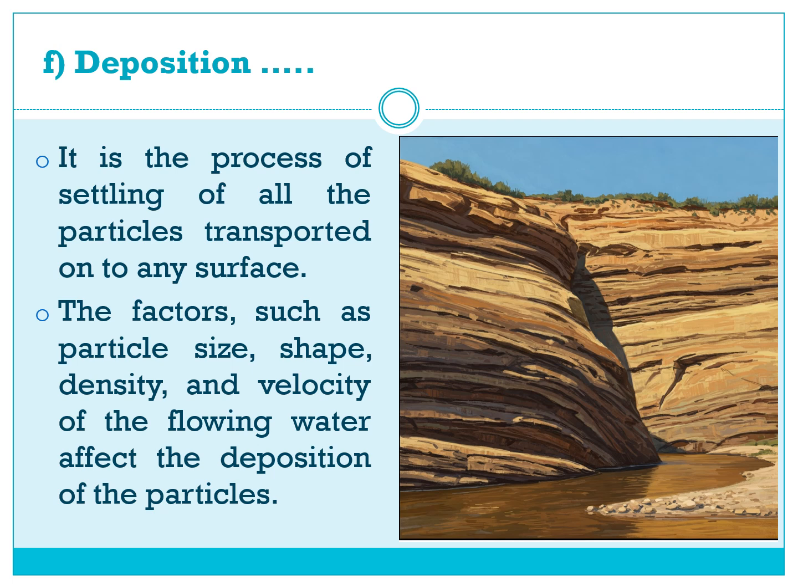Particle shape. Streamlined, smooth particles are more easily transported and require lower energy to deposit compared to angular and rough particles. Particle density. Denser particles are heavier and require more energy to transport, leading them to deposit sooner than less dense particles of the same size. Velocity of flowing water. The faster the water flows, the more material it can carry. As the water slows down, its carrying capacity decreases, leading to deposition.